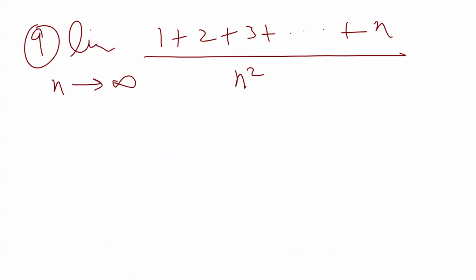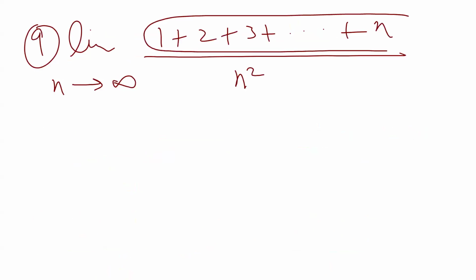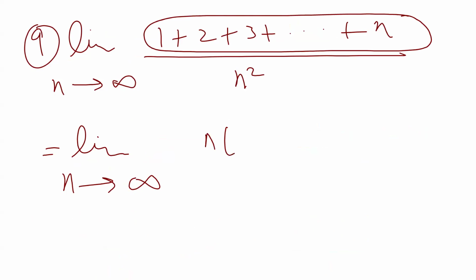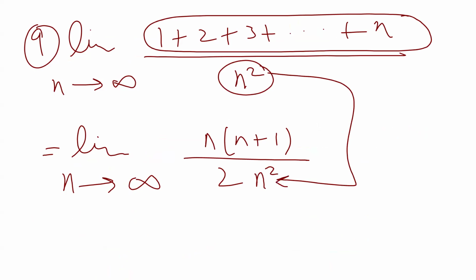So go to the ninth problem. I'll just write over here limit n approaching infinity, n into n plus 1 by 2, and there is one more n in the denominator. Who has not understood this step, please put it in the chat box. I've just substituted the formula n into n plus 1 by 2. Have you understood this or not?